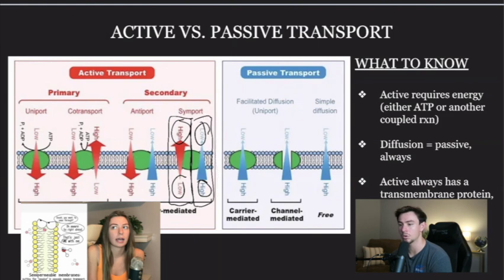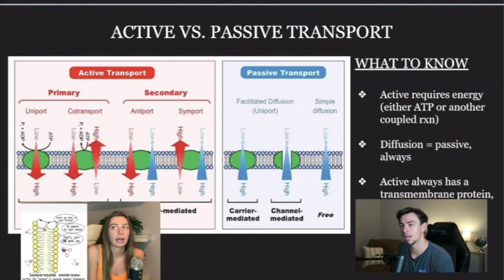The key words you're looking for here, if they give you a word problem instead of a diagram, would be against the concentration gradient. If you're moving something against the concentration gradient, which just means you're going from an area of low concentration to high concentration, it's active transport. Passive transport is from high concentration to low concentration.